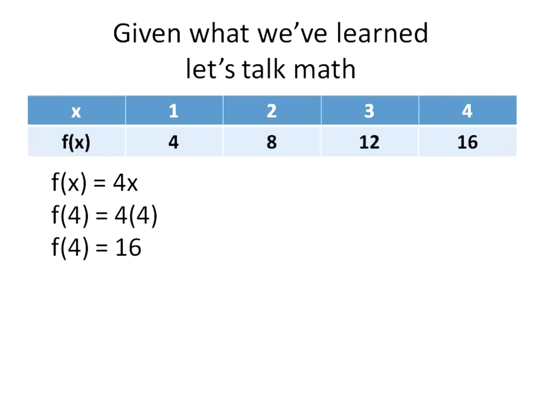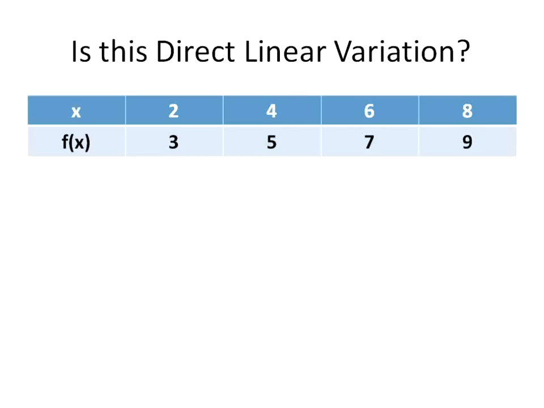And that's how we solve it if we're asked to fill in a table using direct linear variation. You'll notice, again, equivalent fractions all across the board. Every single one of these is an equivalent fraction, and they all follow that f of x is equal to our constant times our x value.